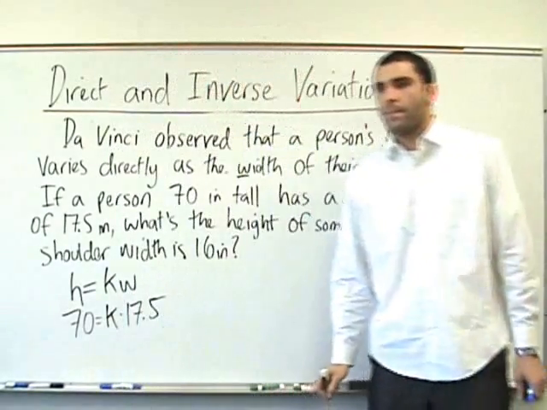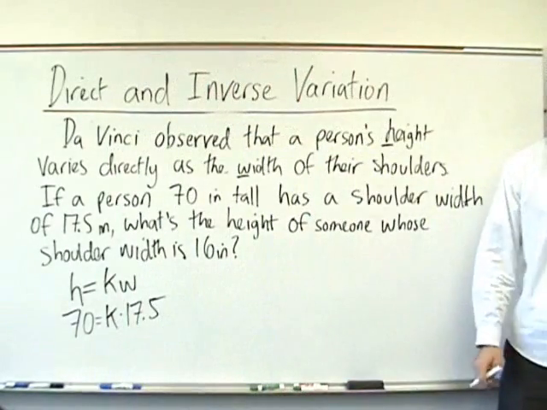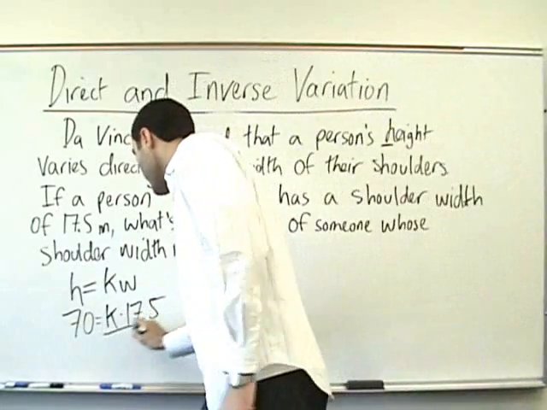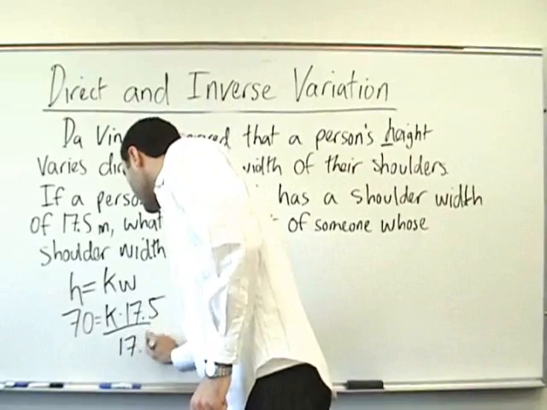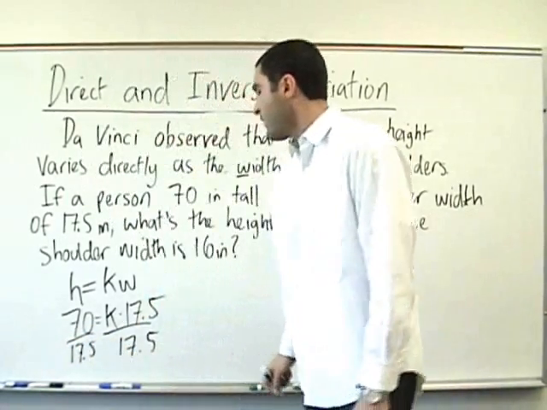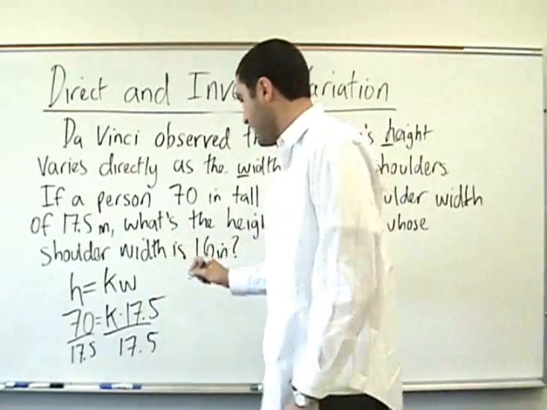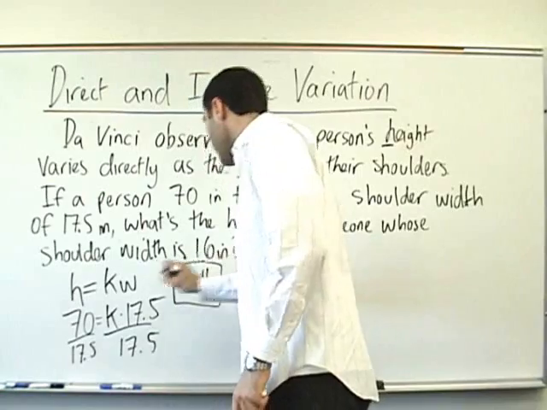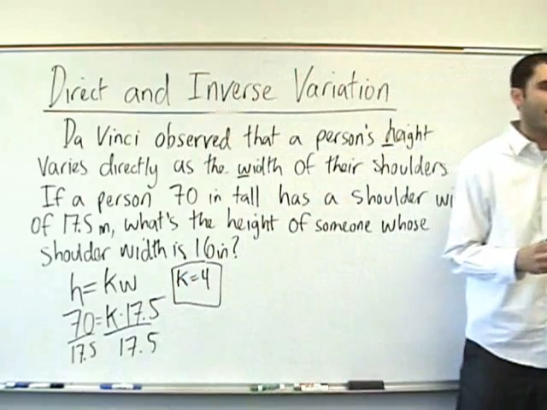What do we do to both sides? Divide by 17.5. Can you tell us what that is, please? K equals 4.